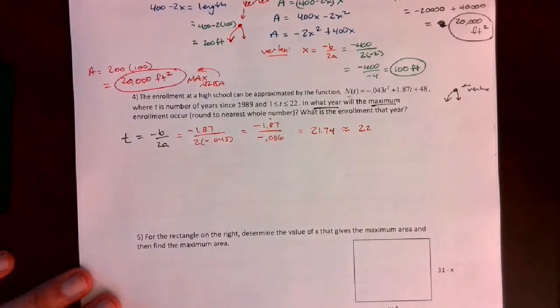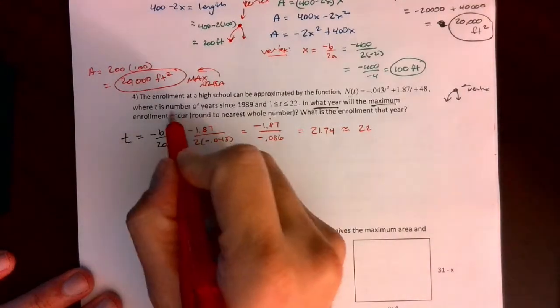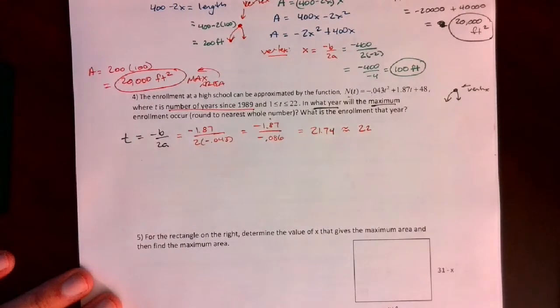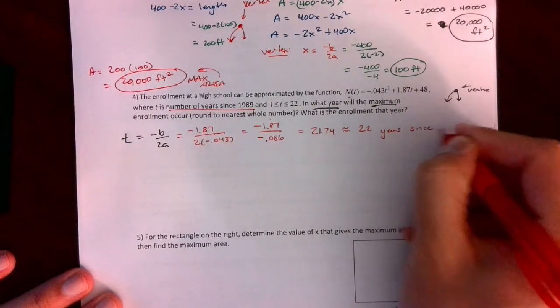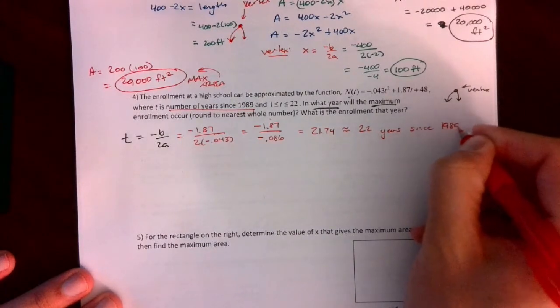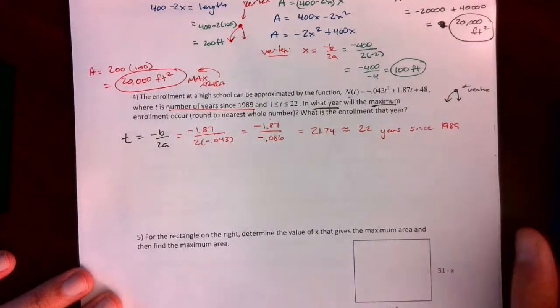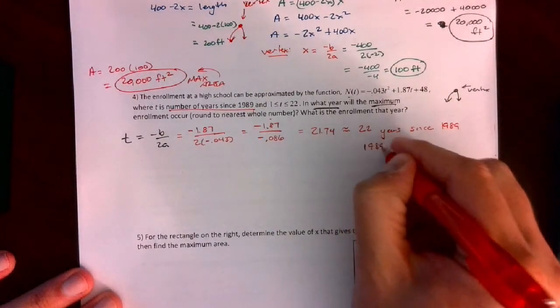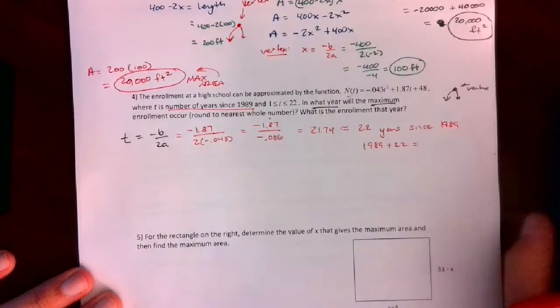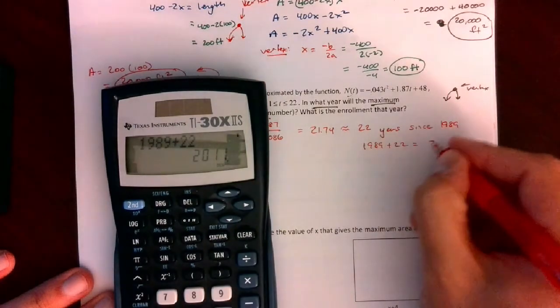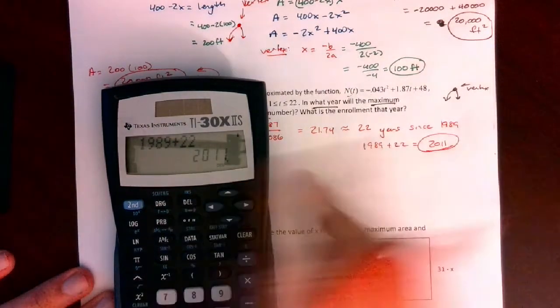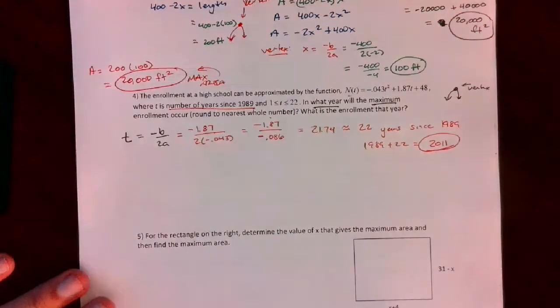And it's 22 what? T is time, the number of years since 1989. So it's 22 years since 1989. Since it's asking you what year, you really want to do 1989 plus 22. You have to actually tell me the year because it says in what year. So 1989 plus 22, we get 2011. So that's the first part of the question.